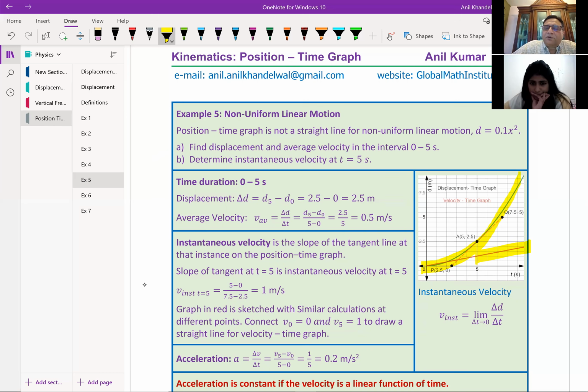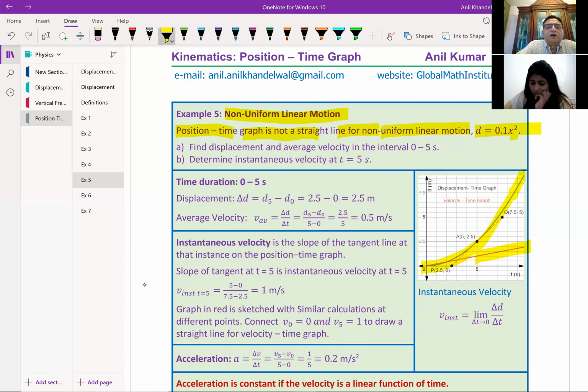But we'll do all our calculations and we'll try to understand one particular point. How do we calculate instantaneous rate of change from the graph? That is the whole idea. So here we have a non-uniform linear motion. A position time graph is not a straight line for non-uniform linear motion. We have assumed that this graph follows a function which is d equals 0.1x squared. So using this, I have graphed this green curve which shows the position.